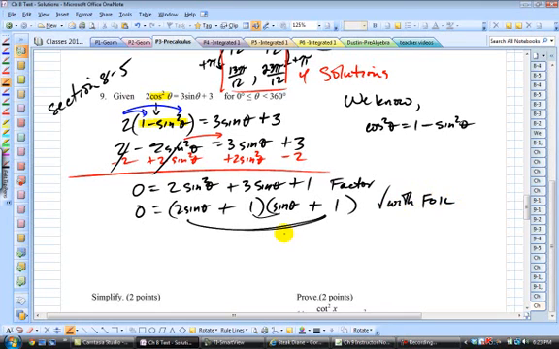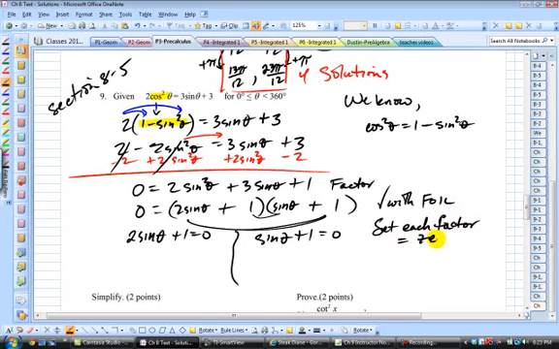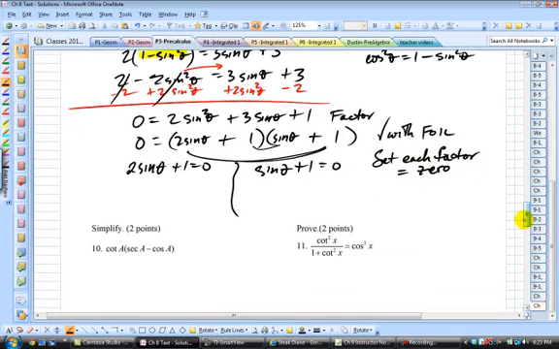All right. Now what you need to do is set each factor equal to 0. So you get 2 sine theta plus 1 equals 0, and sine theta plus 1 equals 0. And you solve. What I just did there is I set each factor equal to 0. That's what you did in Algebra 1. We do it here. So here you subtract 1, divide by 2, and I get sine theta equals negative 1/2.